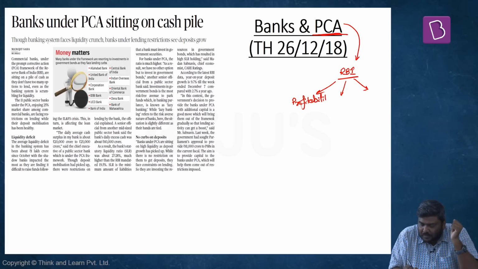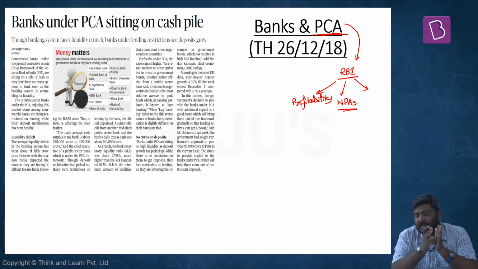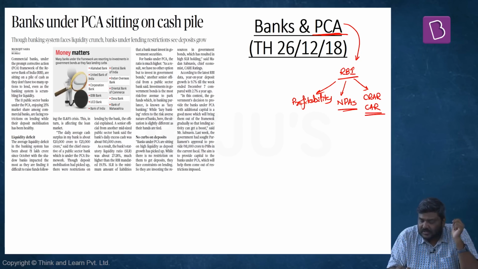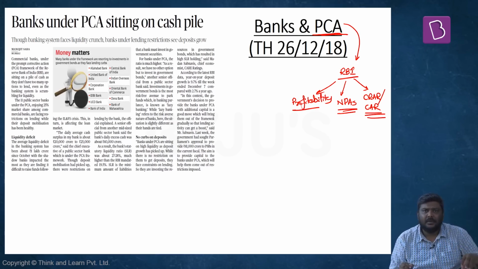Second, a very important parameter that will be considered is NPA, non-performing assets. And the third one is CRAR or CAR, the capital adequacy ratio. If a bank fails in meeting any of the guidelines or the parameters set up under these three heads, these banks will be kept under observation, and this observation framework is nothing but prompt corrective action.